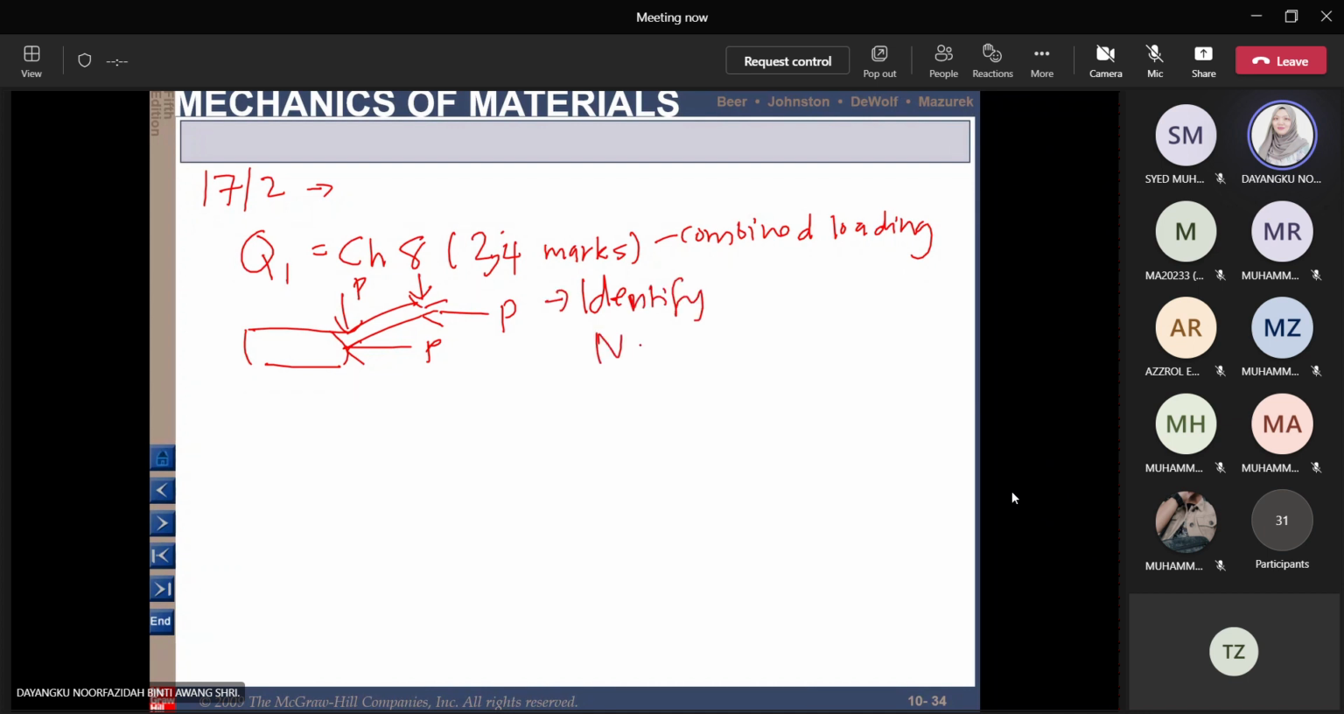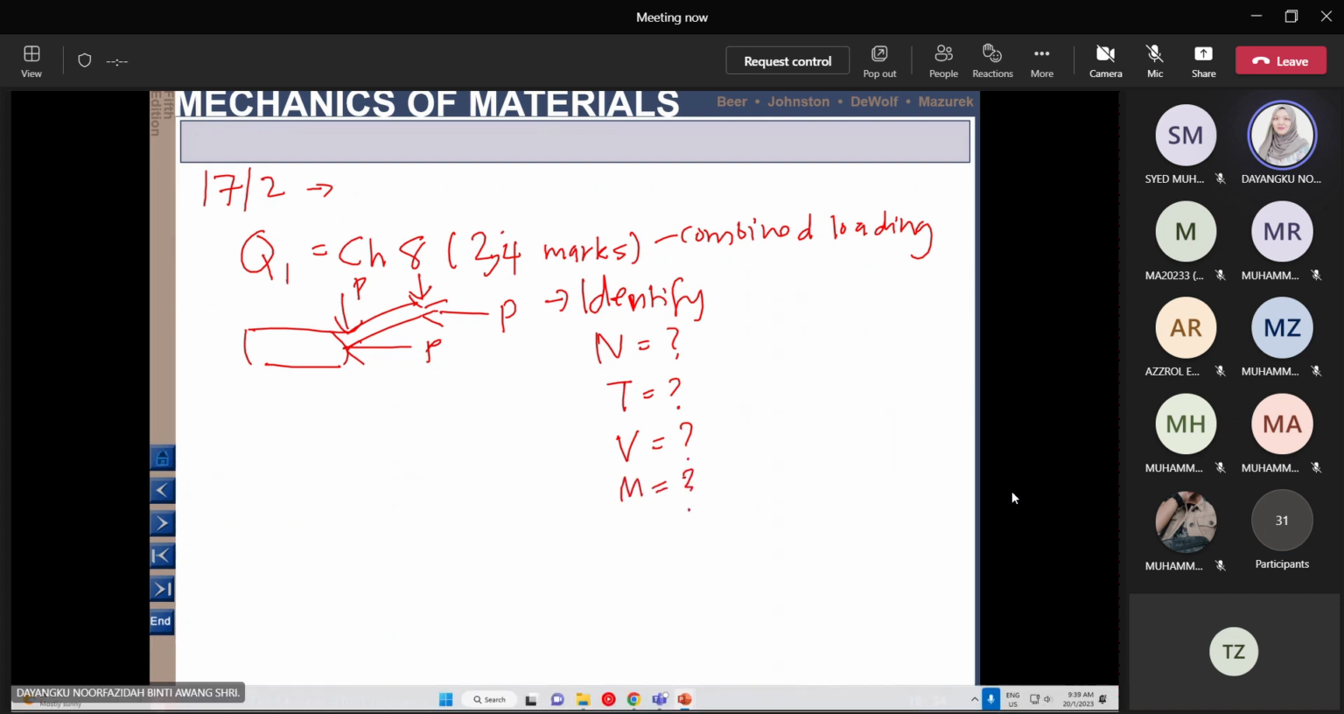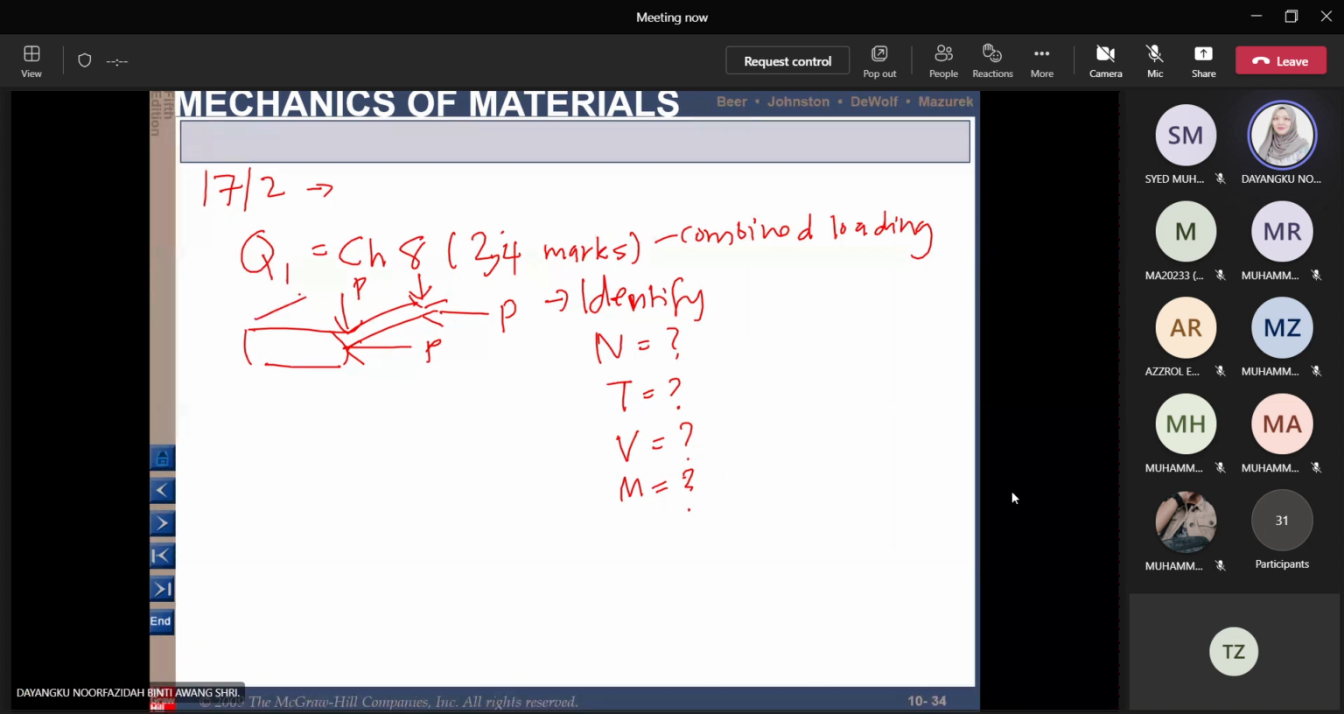So you need to identify the loading. Do we have normal forces? Do we have torque? Do we have V? Do we have moment? Okay, so you need to list out all of these one by one. So check from your loading over here, and then check whether you have the loading or not.